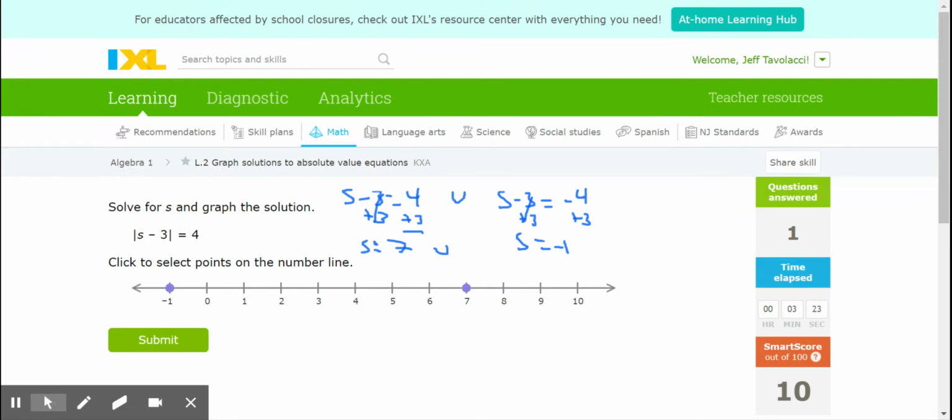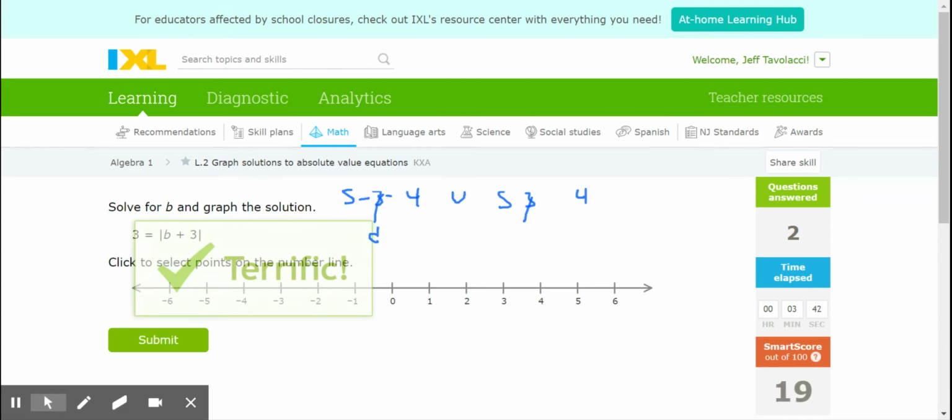And here, the value of s that would make this 0 would be 3. 3 minus 3 is 0. So right here, what points are 4 units away from 3? 1, 2, 3, 4. And 1, 2, 3, 4. 4 units from 3.